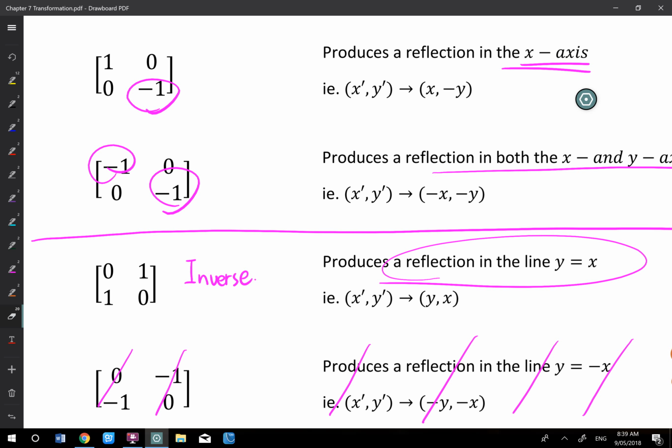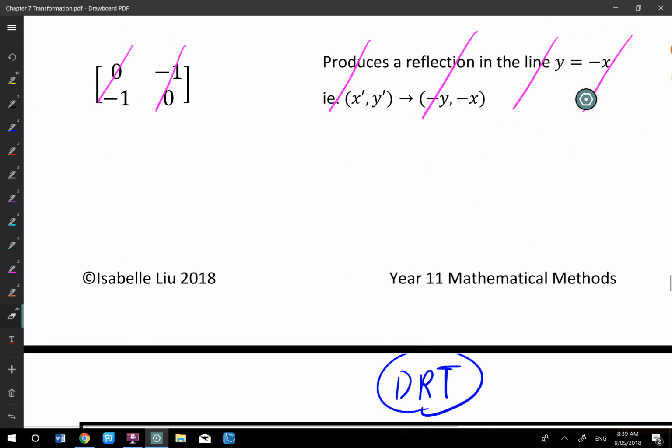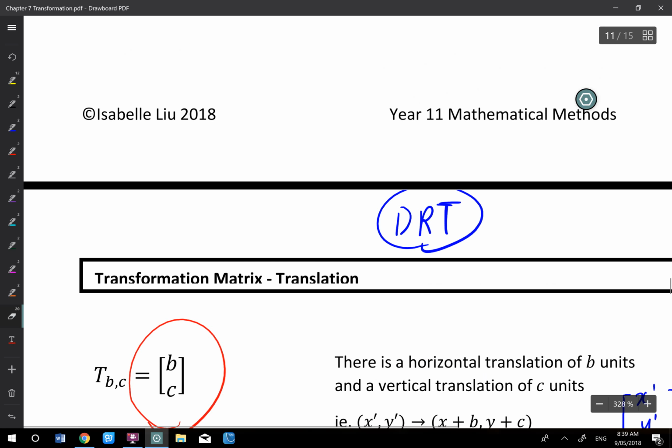So on the diagonal from the left corner to the right corner, we change that to 0 0, and the other diagonal changes to 1 and 1. That means a swap of the x and y values, so x dash becomes y and y dash becomes x. And we don't really talk about the negative reflection. So that's how matrices can represent the transformation.